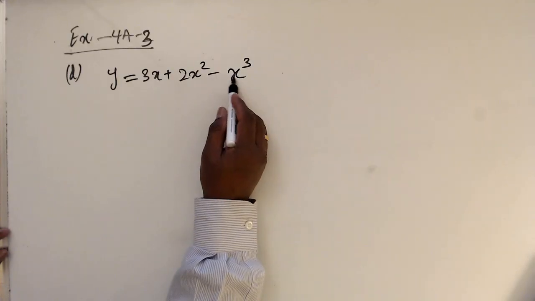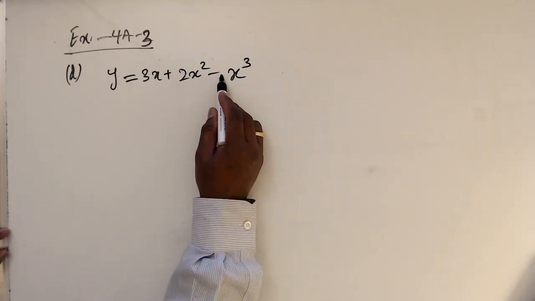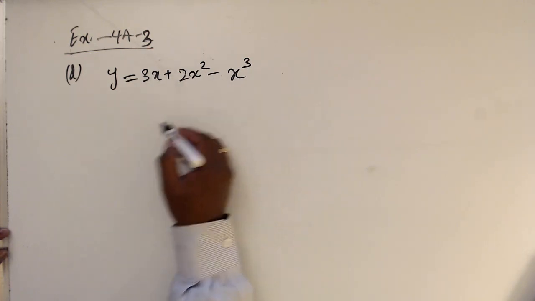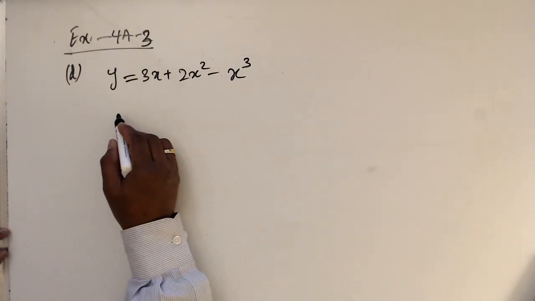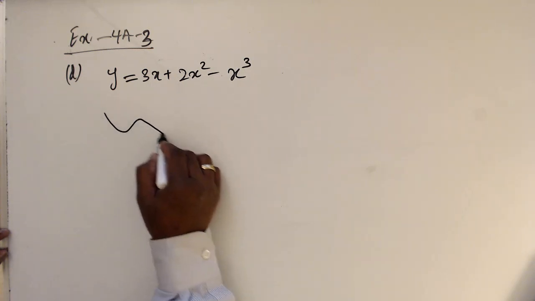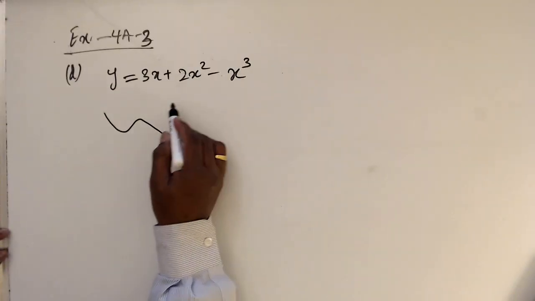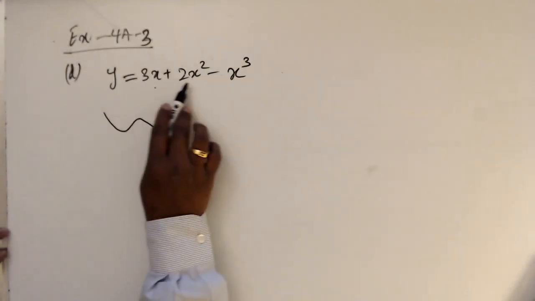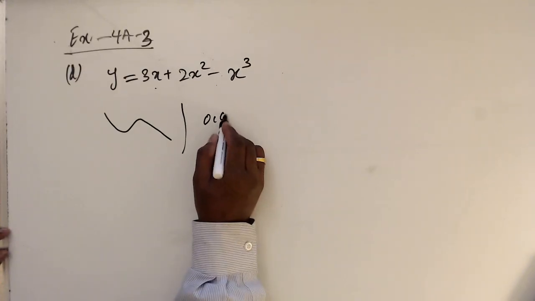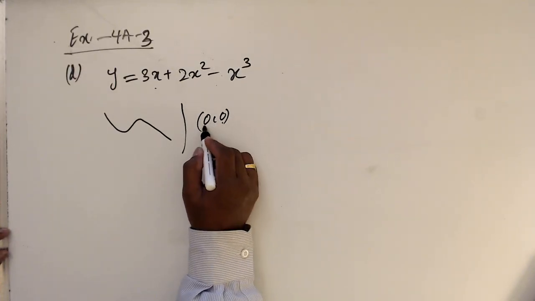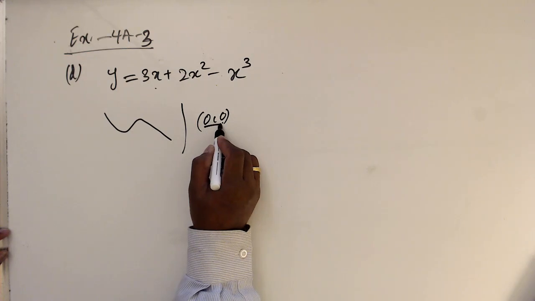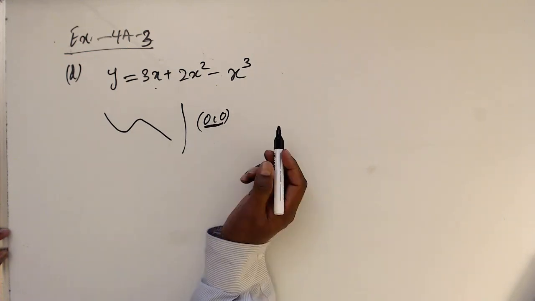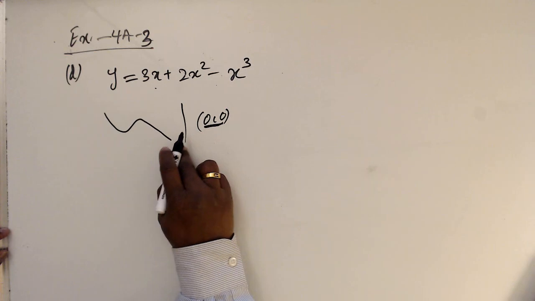The coefficient is negative, negative 1. It means the graph is going to be this kind of one. And also I can see x equals 0, y equals 0. In other words, y equals 0, x equals 0. So this is a root. Now we have three options.